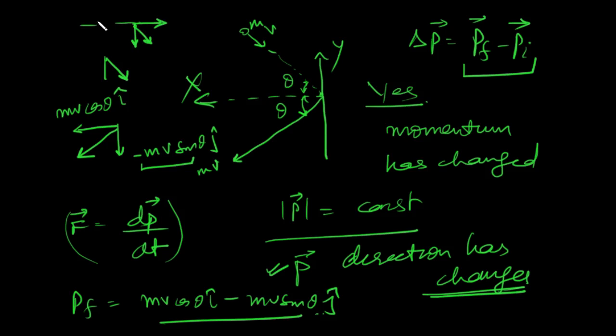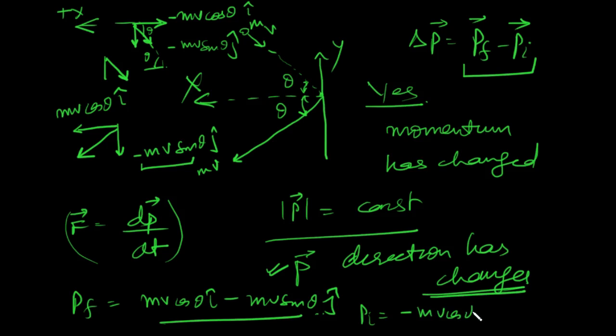Since I have assumed this direction as positive x-axis, this will be negative, so this will be minus mv cos theta i. Why? Because this is theta, this will be theta. Minus mv cos theta i, and this would be equal to minus mv sin theta j. So what will be pi? Pi would be equal to minus mv cos theta i, minus mv sin theta j. Alright, so let us solve.